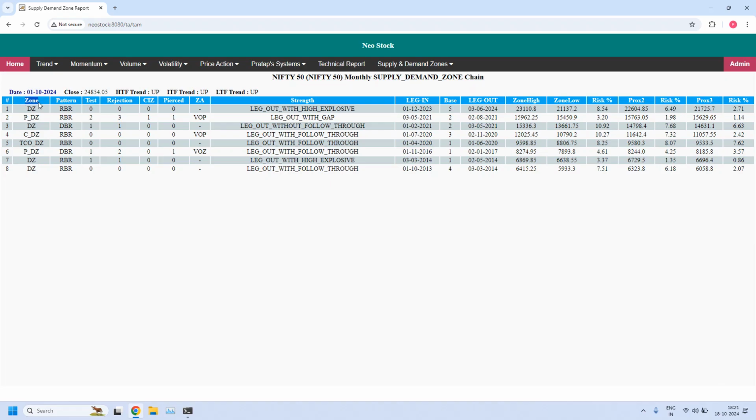Always look into the zone column to find the high liquidity zone, and look into the pierced column to verify any of these zones are pierced, and also look into the LTF trend to identify the trend of the time frame you have selected. So this is the monthly trend is LTF trend, and 1 time frame higher, that is quarterly, 1 more time frame higher, that is yearly.